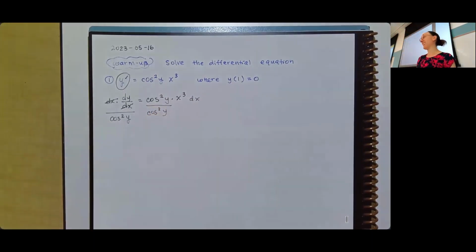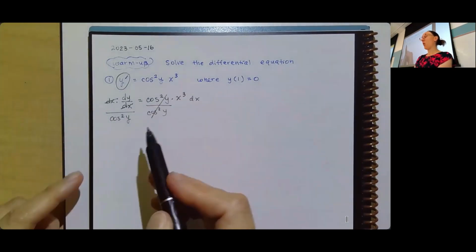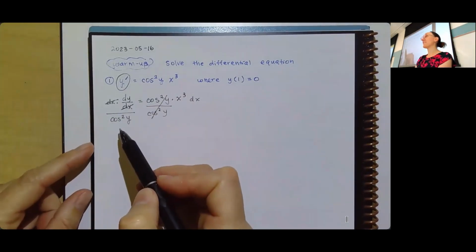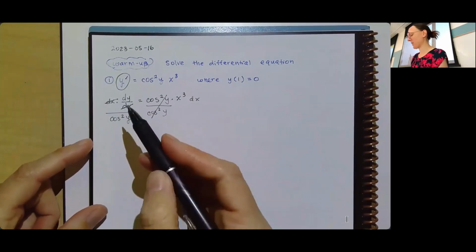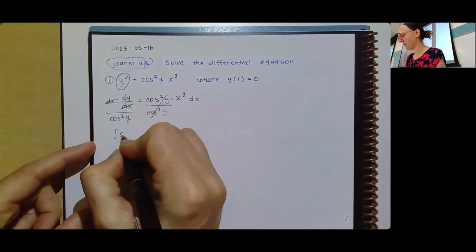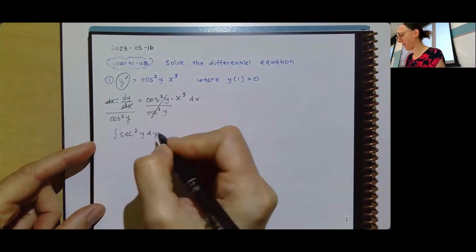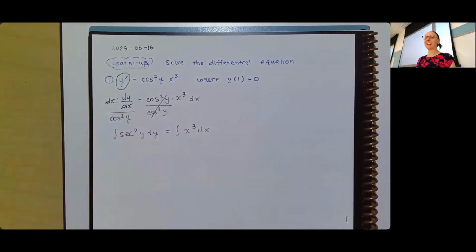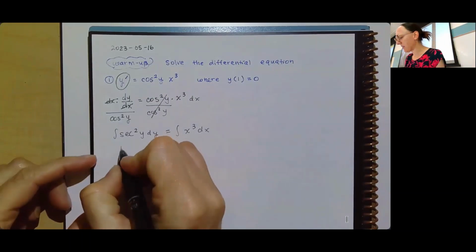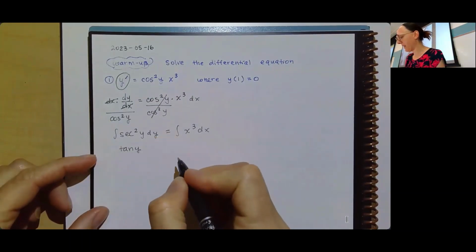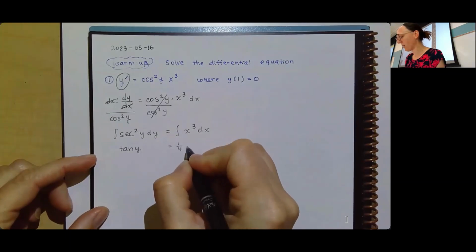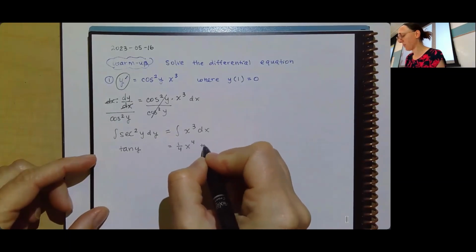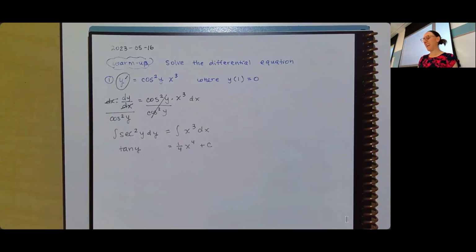this is where my hint comes into play. The only way I know how to integrate this is to rewrite that cosine squared as a secant squared. So this side looks like secant squared y dy. And over here, I've got x cubed dx. Luckily, secant squared is somebody's derivative. Whose derivative is it? So I've got tangent of y is equal to 1/4 x to the 4th plus the constant. And you could choose to solve this for y first.